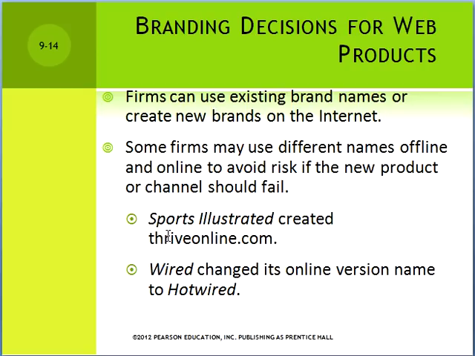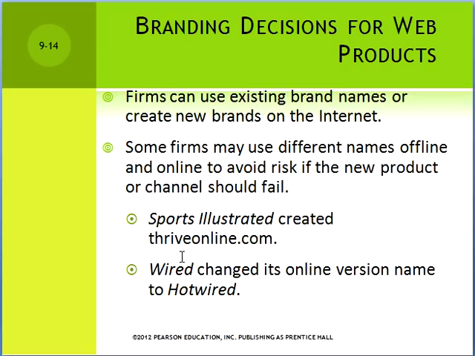Some of you probably know there's a magazine called Sports Illustrated. It has been there for years and is a very popular brand of magazine. But when the opportunity came to go online, instead of taking the same name, Sports Illustrated Online, they decided to create a new brand online. They call it thriveonline.com. Probably the content is very similar, but at least because of the name, they keep it apart from each other.